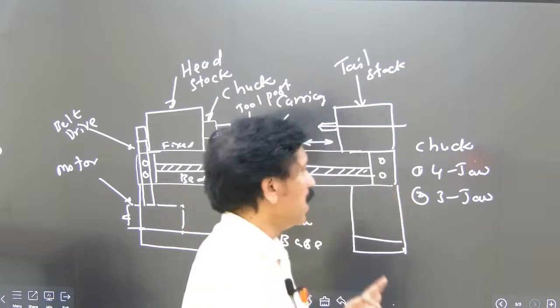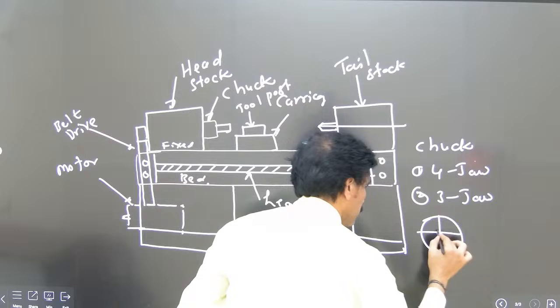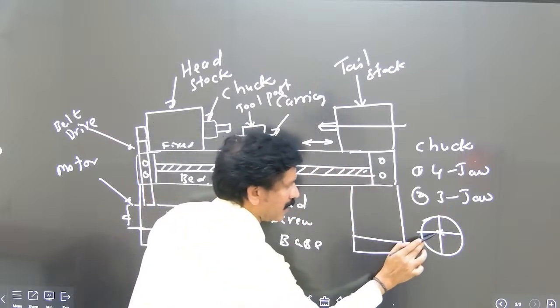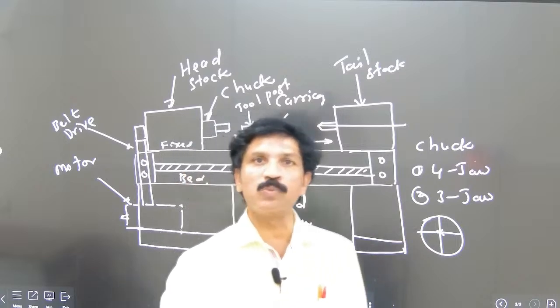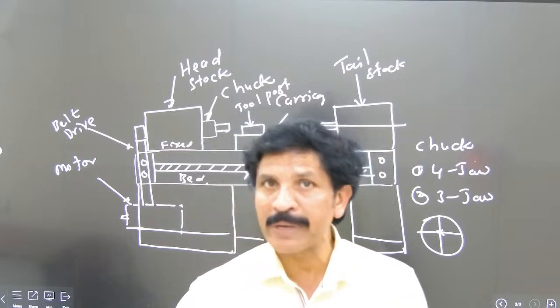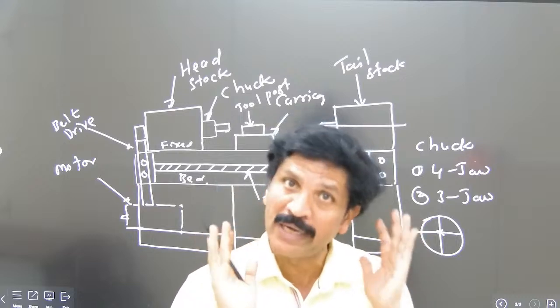For example, the cross section of the job is like this one. So this is the center. The tool is going to be set like this. This is the way of the setting. Then it is possible to remove the uniform unwanted material from the surface of the workpiece. This is the only possibility.